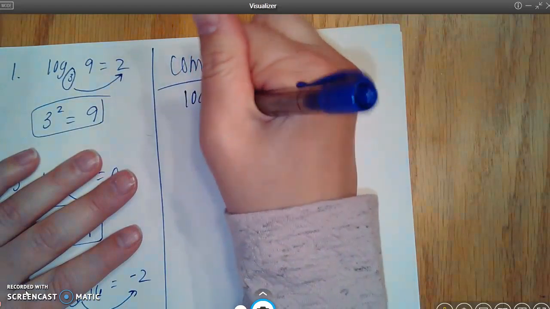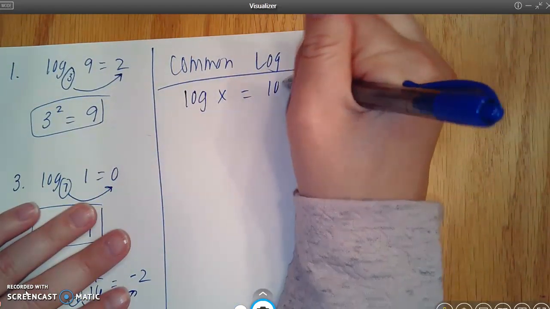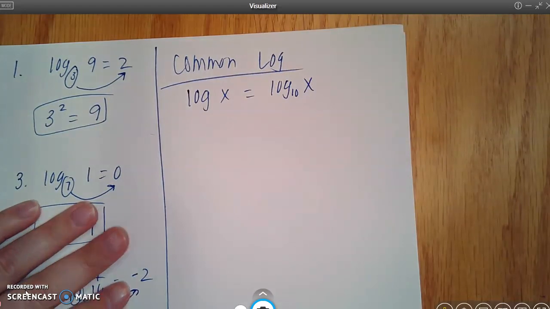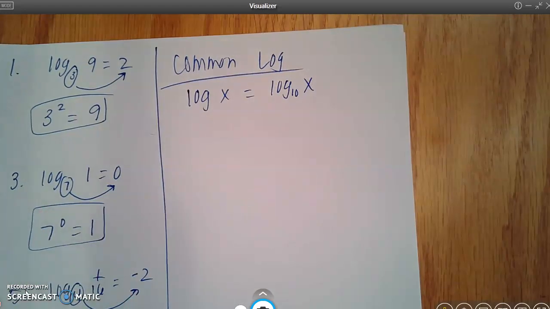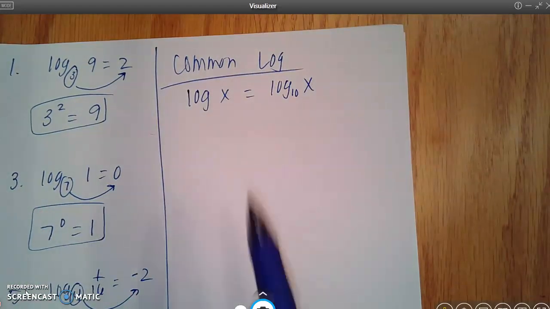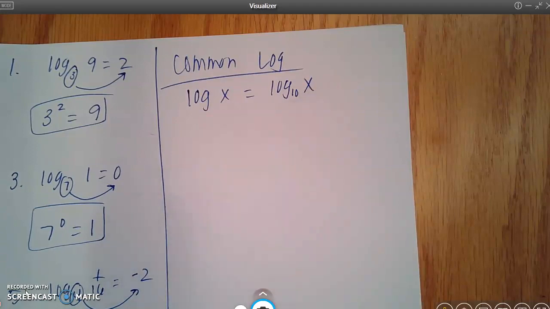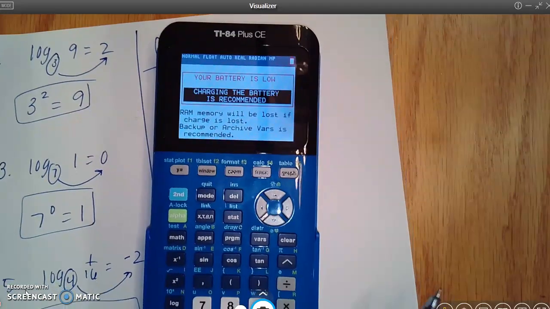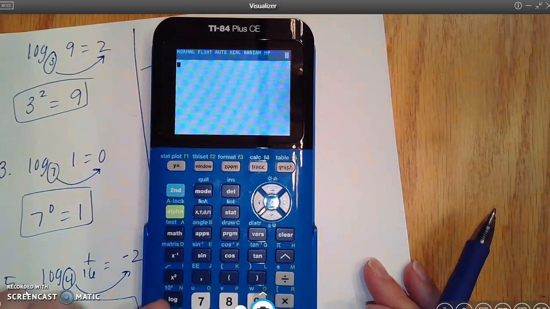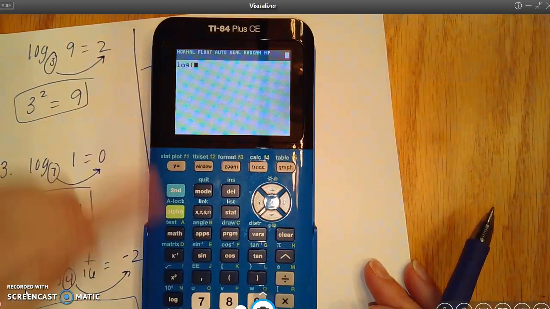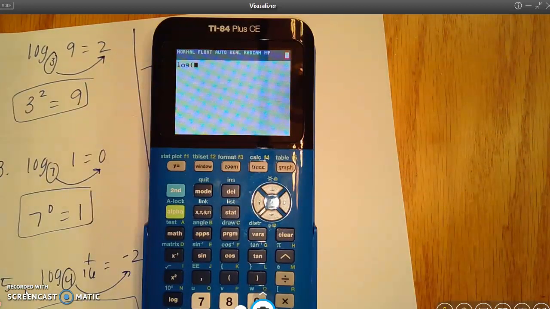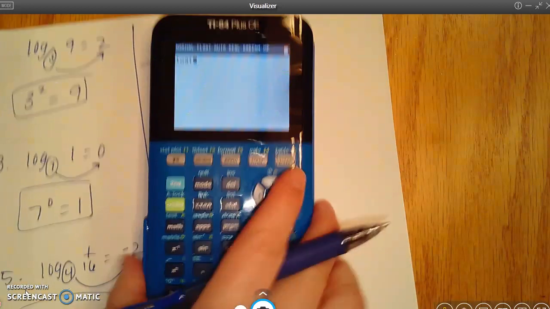If I just have log of x, this is the same thing as saying I have log base 10 of x. They mean the same thing. For whatever reason, mathematicians are super lazy, so they don't write the 10. And if you look into your calculator, if you hit that log button that I told you about, it just types in log without that base 10. It automatically assumes it's a base 10.